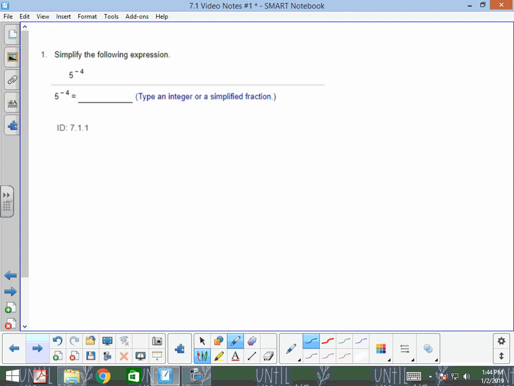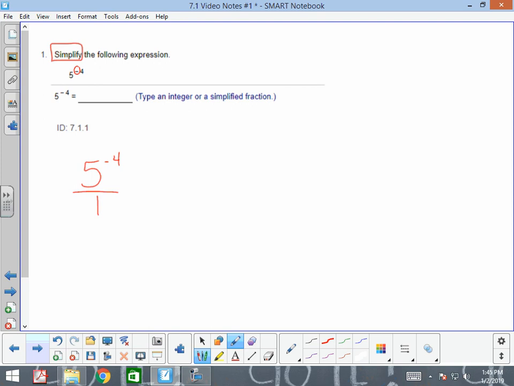First one, simplify the following expression. When it says to simplify, it means that you cannot have a negative exponent in your answer. Now, just remember, negative exponents do not mean you have a negative answer. It just means that you're going to move it and make it positive. To do that, we're going to first remember that 5 to the negative 4 can be made to look like a fraction by putting it over 1.